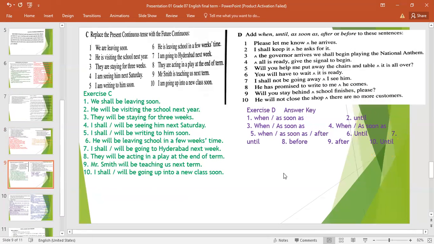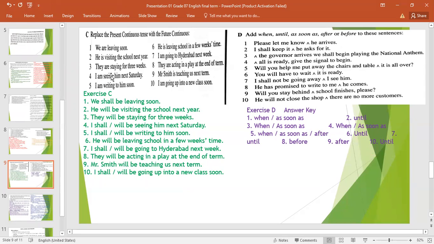Dear students, here you can find another screen. Exercise number C: replace the present continuous tense with the future continuous tense. Sentence number 1, we are leaving soon. In the future, it will be like this: future continuous, we shall be leaving soon. Number 2, he is visiting the school next year. He will be visiting the school next year. Will be, this is future continuous, changed into future continuous tense.